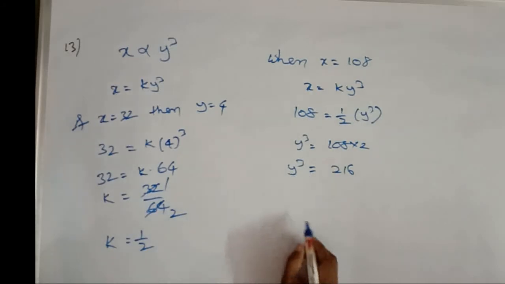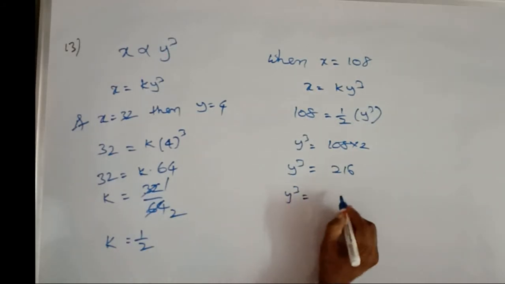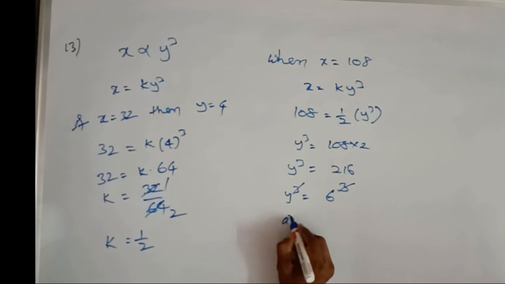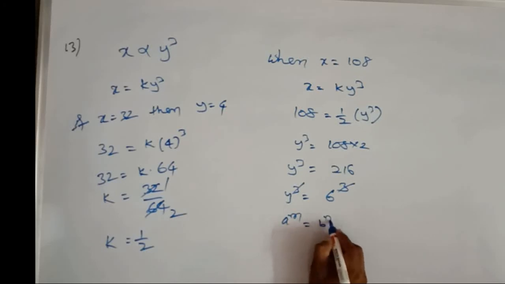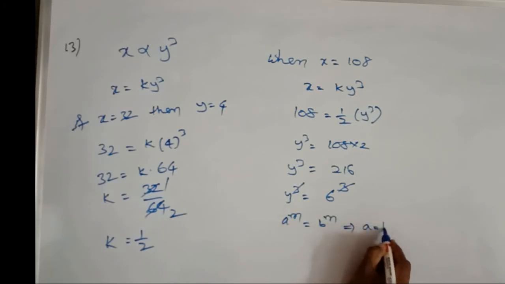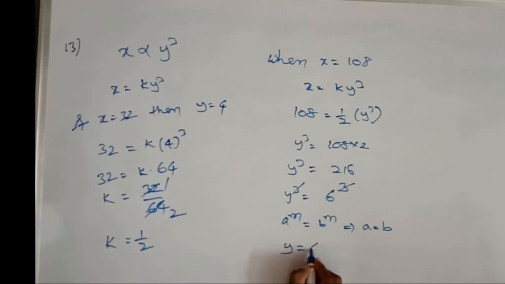Okay, y cube is equal to 216. Then y cube is equal to 216, whose value is 6 cube. So in both cases, the formula is a to the power of m is equal to b to the power of m, then that implies a is equal to b. That means y is equal to 6. So when x is equal to 108, the y value will be 6.